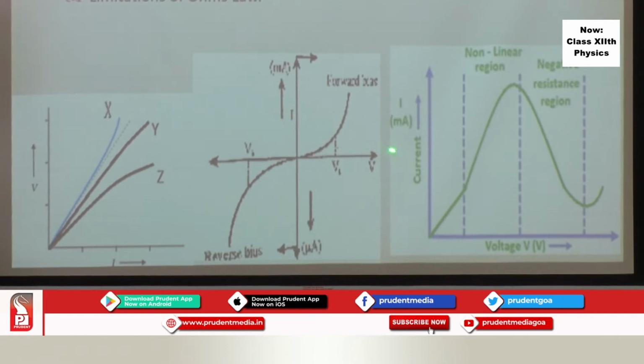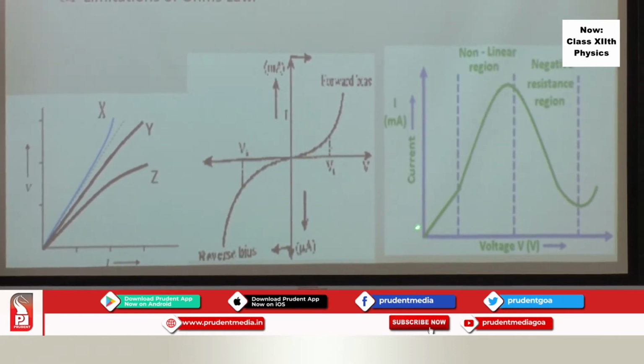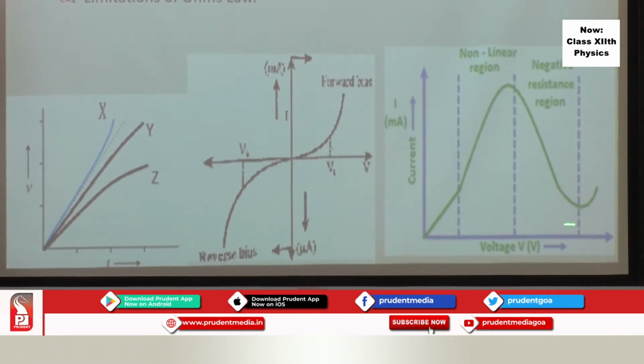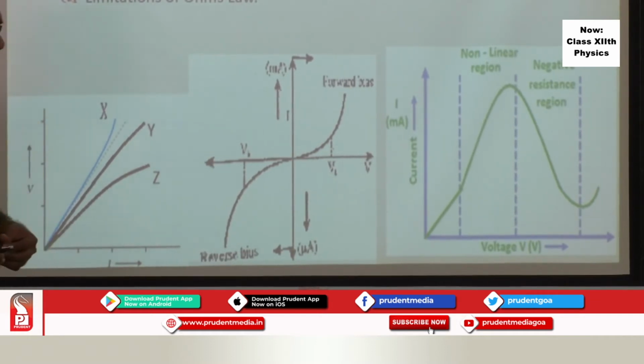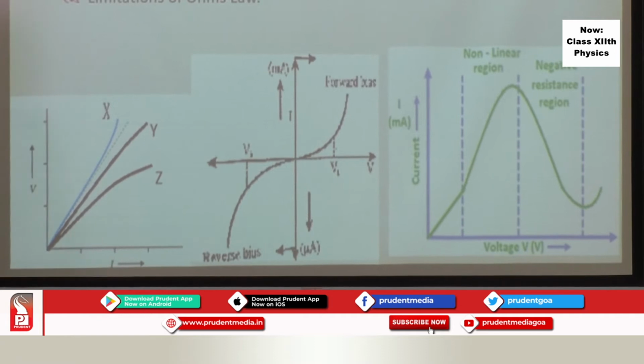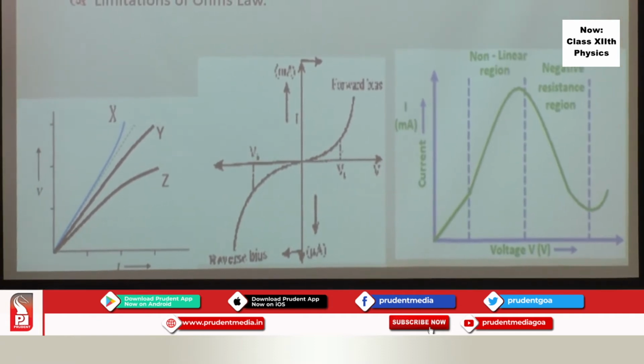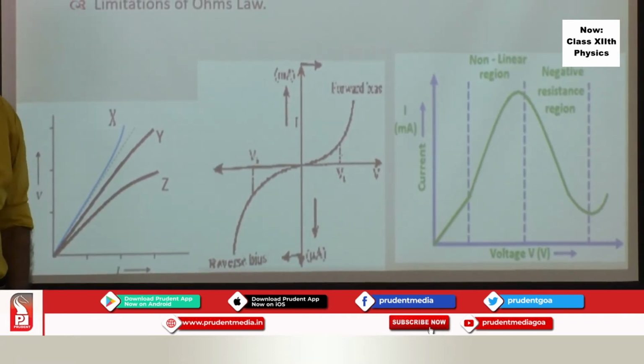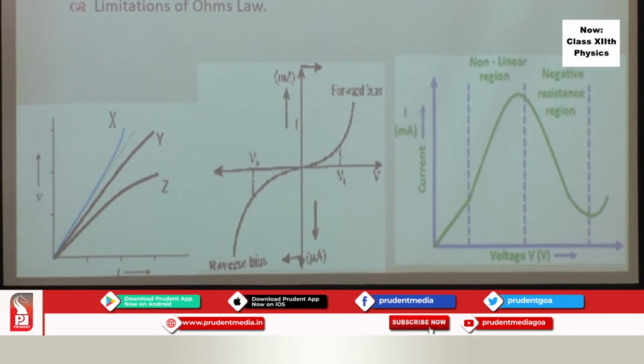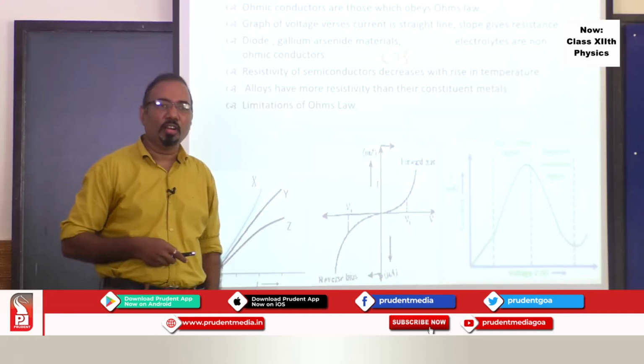Then, if you try to see this particular element, this is a graph for gallium arsenide. It shows a linear graph here, and then there's a non-linear region, and this is a negative resistance region where voltage increases, current is decreasing. That is a negative resistance region. So this is more or less the graphs for the ohmic conductors and non-ohmic conductors. So these are the limitations on Ohm's law.